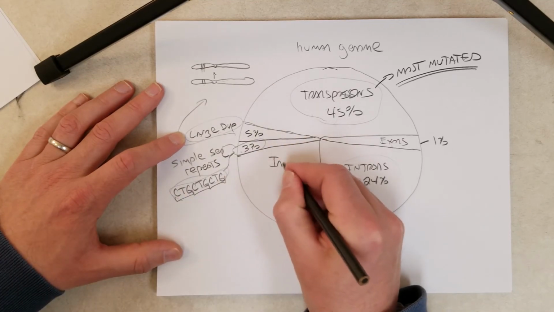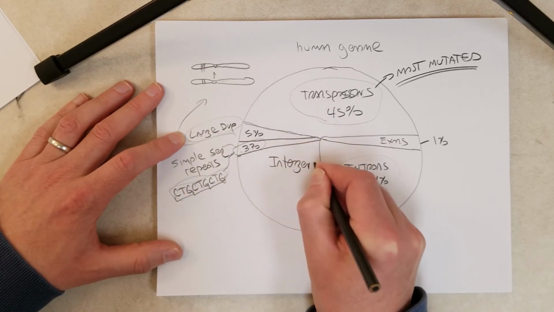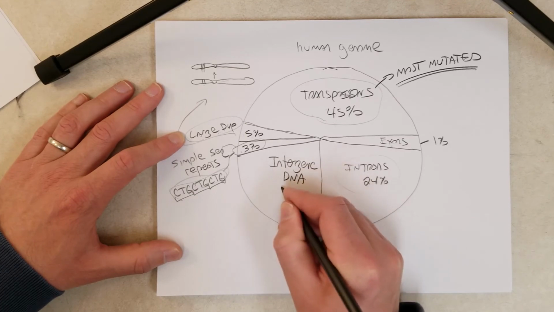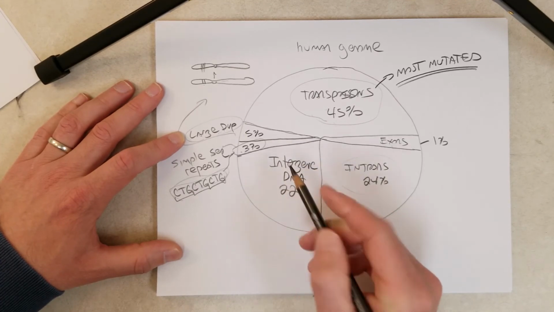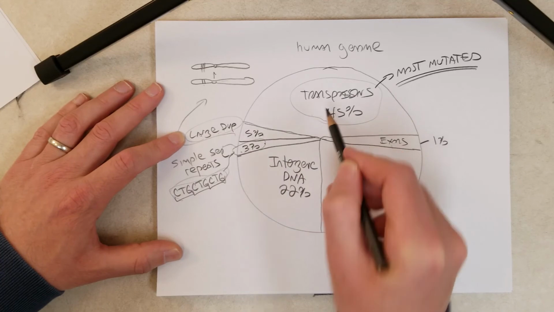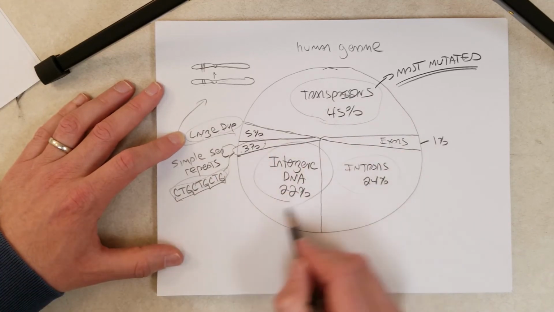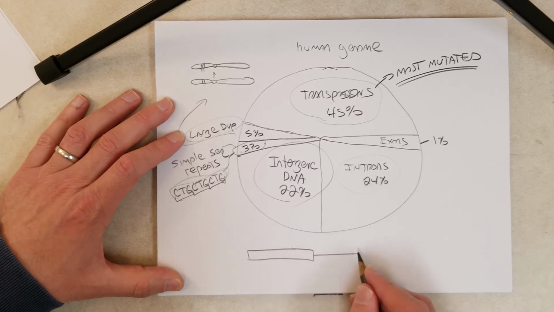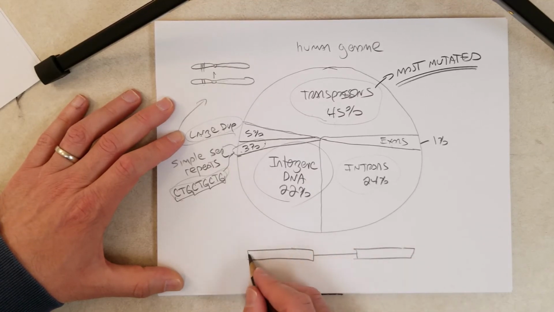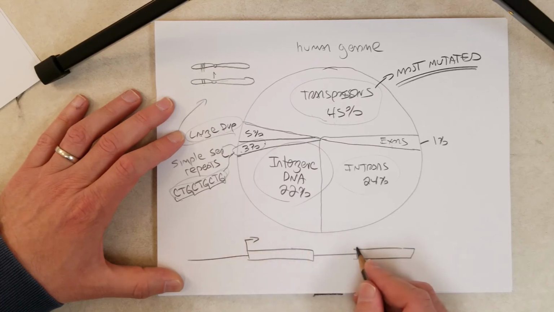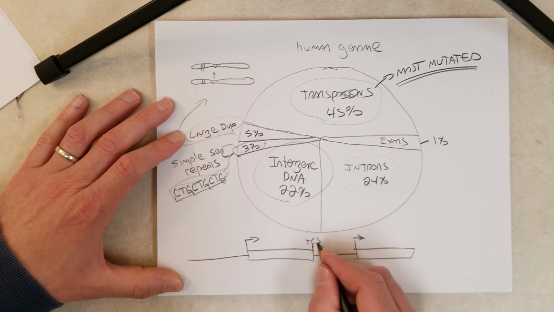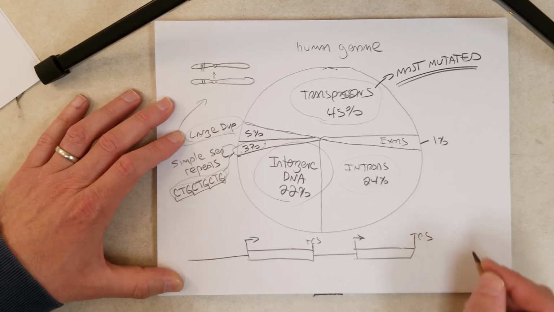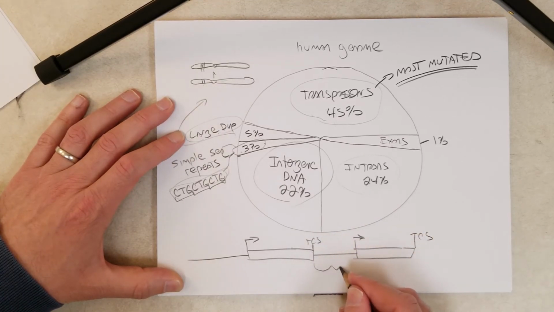And down here we still have 22%. This is intergenic DNA. So other intergenic DNA that doesn't fit into this category, that category, or that category. What is intergenic DNA? If we take a gene, then we take another gene, and let's say that's a +1 site here, that's a +1 site here, that's a transcriptional cleavage site, this is a transcriptional cleavage site. This right here is the intergenic DNA.